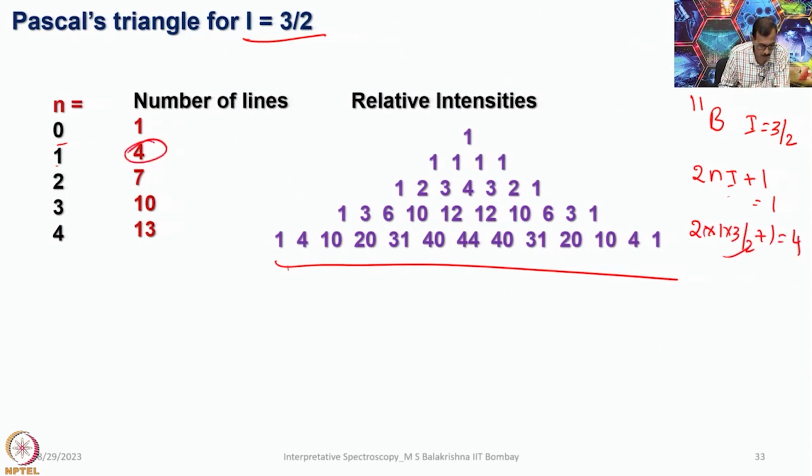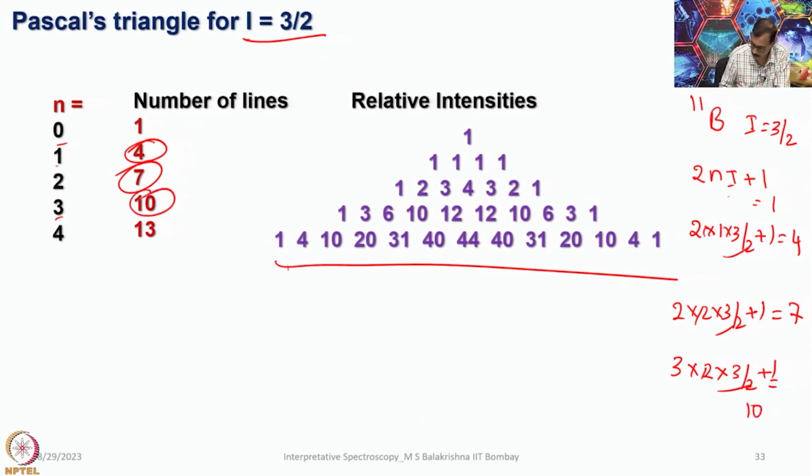What would happen if 2 are there? 2 into 2 into 3 by 2 plus 1, so it becomes 7 lines. Similarly, if you go for 3, 3 into 2 into 3 by 2 plus 1, so we get 9 plus 1, 10 lines. And similarly, you can go for 4, we get 13. So that means if 4 equivalent nuclei with I equals 3 by 2 are splitting, then 13 lines will be there, and the corresponding intensity will be this one.